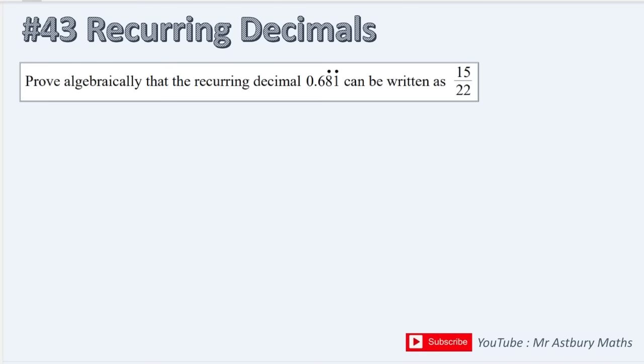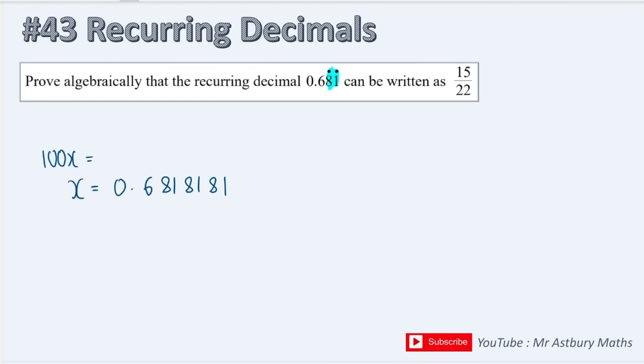Okay, here's another example, and this time we've got two digits reoccurring. So I'm going to write in the middle of the page, so I've got enough space on the line above, 0.6818181. Now, because we've got two digits reoccurring, I'm going to times by 10 to the power 2, which is 100, or basically just a 1 with two zeros.